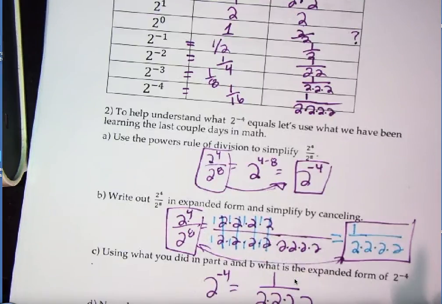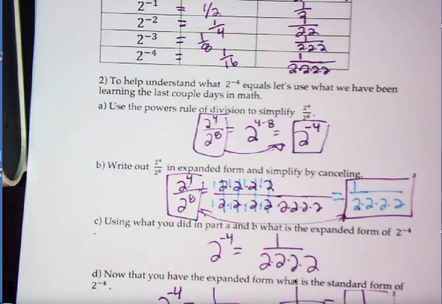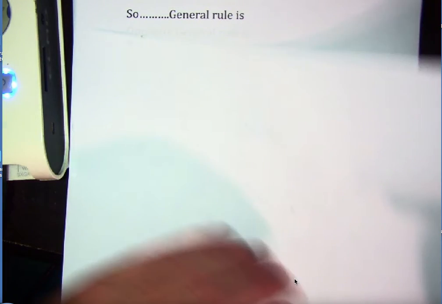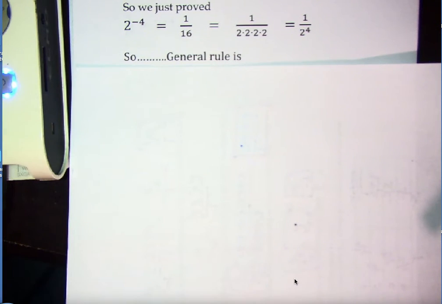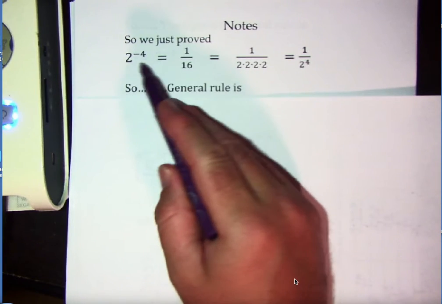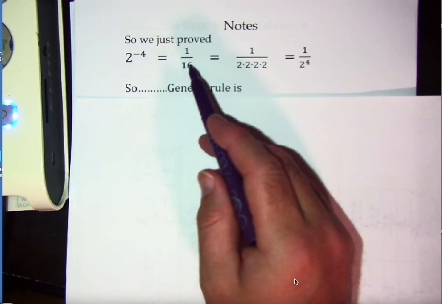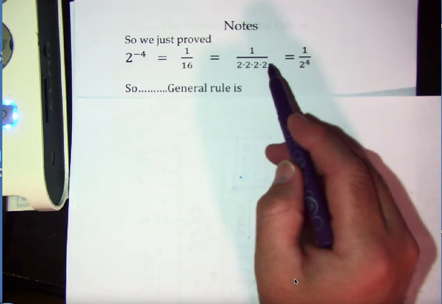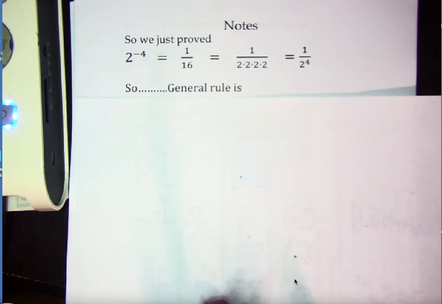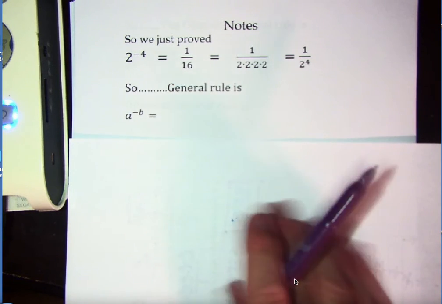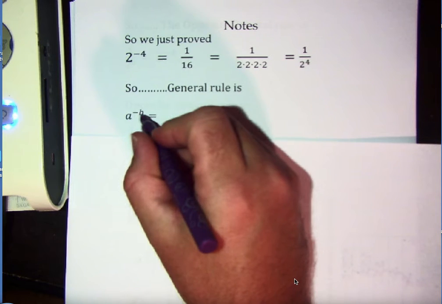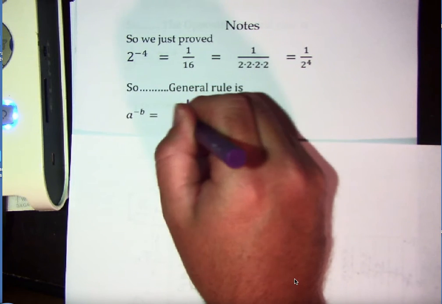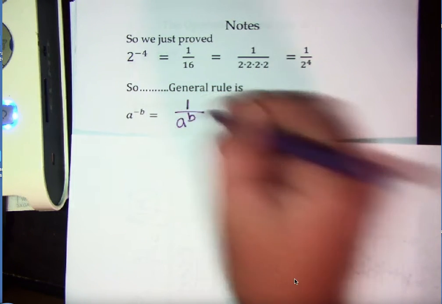Okay. Now that's just the understanding part, where it comes from, what we discovered. Now there is just a rule. We just proved that 2 to the negative 4th was 1 over 16, which is the same as 1 over 2 times 2 times 2 times 2, equals 1 over 2 to the 4th. So the general rule is if you have a base of a to an exponent of negative b, we can rewrite that as 1 over a to the b power.